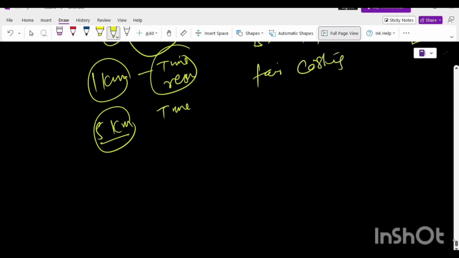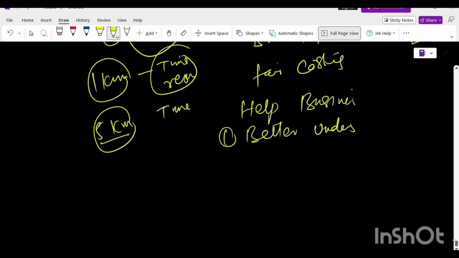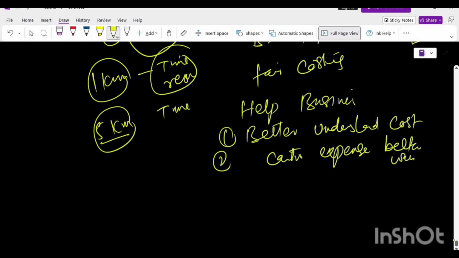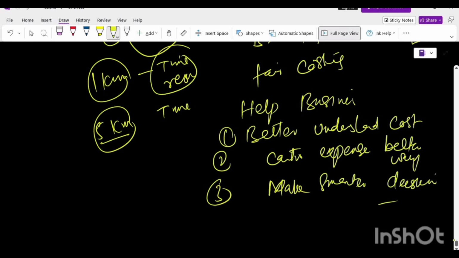The reason we use the composite cost unit is that it helps businesses gain a better understanding about the cost. They can also control their expenses in a better, more effective way. And the third one is to make smarter decisions. When you have a composite cost unit, you will take wiser decisions, and you will not face unfairness in your costing.